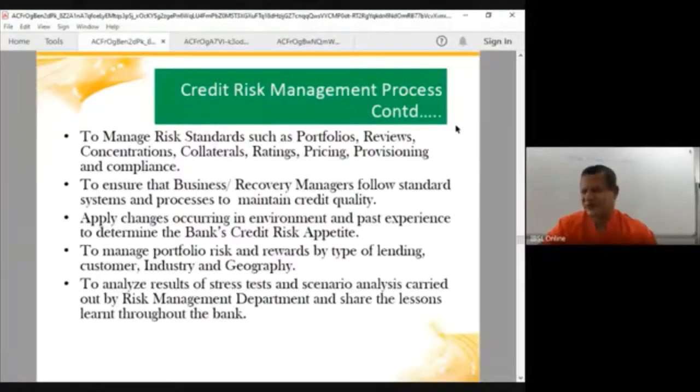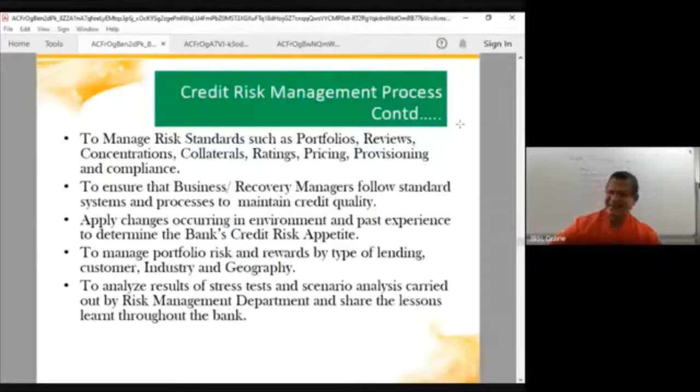We also need to manage portfolios based on customer, industry, and geography. There's a newer thing called stress test, to see the possibility of your existing portfolios moving into the non-performing category. We do certain tests, and those tests are called stress tests, or we call it scenario analysis. I will come to that when we move on with the subject.